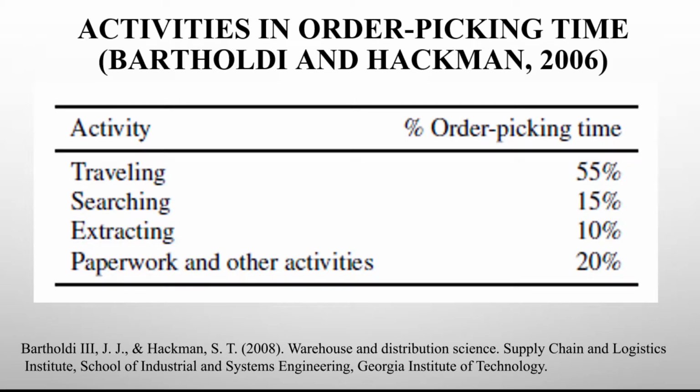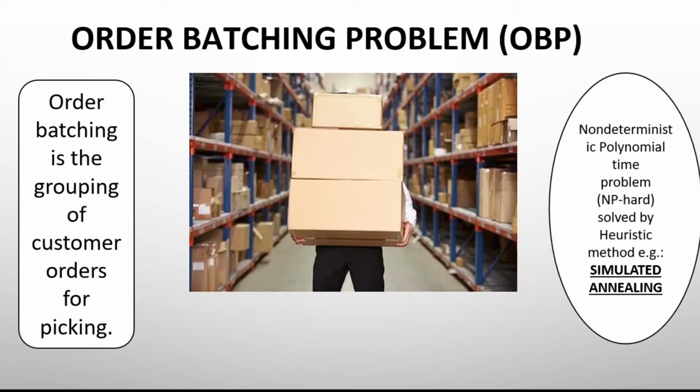As you can see here in this figure described by Bertoldi and Heckman, traveling takes up the most time during order picking, making it the most significant process and contributes a lot in warehouse operation costs, making it very expensive. So, the most logical way to solve this problem is to reduce the traveling time. But how can traveling time be reduced? This is where the order batching comes into picture.